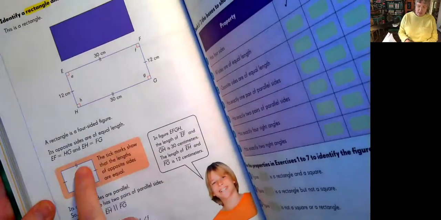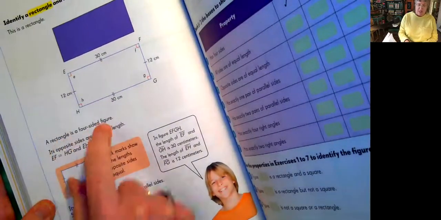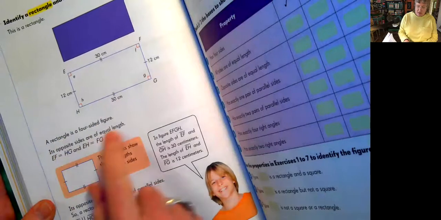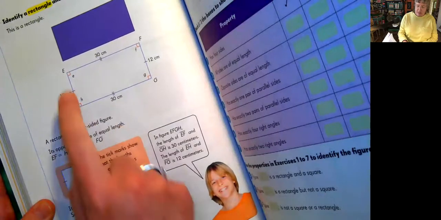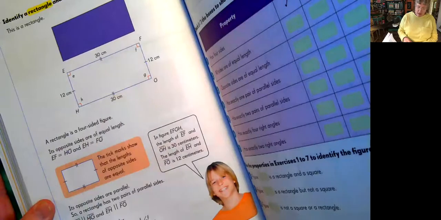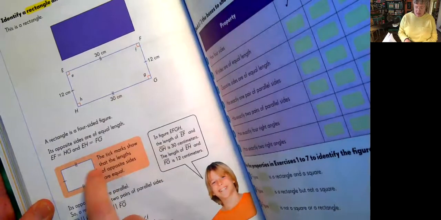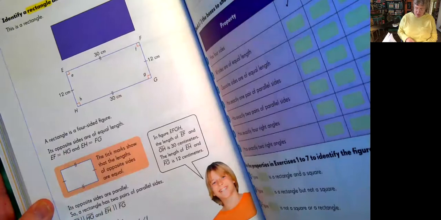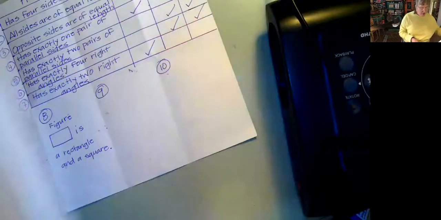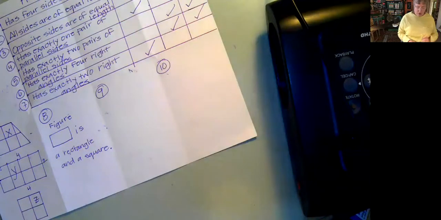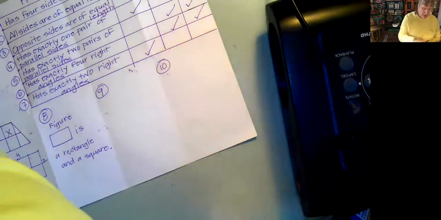This is showing it's a 4-sided figure, just like a square. Opposite sides are of equal length. Yes, same thing on a square. And with a rectangle, we have one side a little bit longer than the other side. Also 4 right angles and 2 pairs of parallel sides. So which figure is both a rectangle and a square?